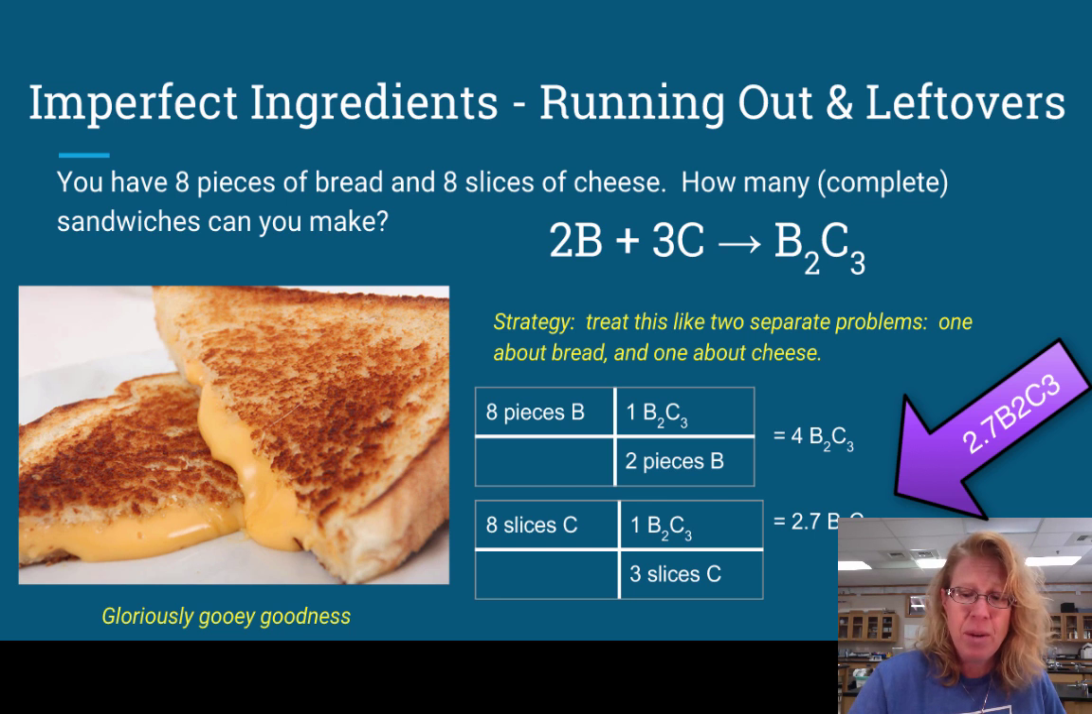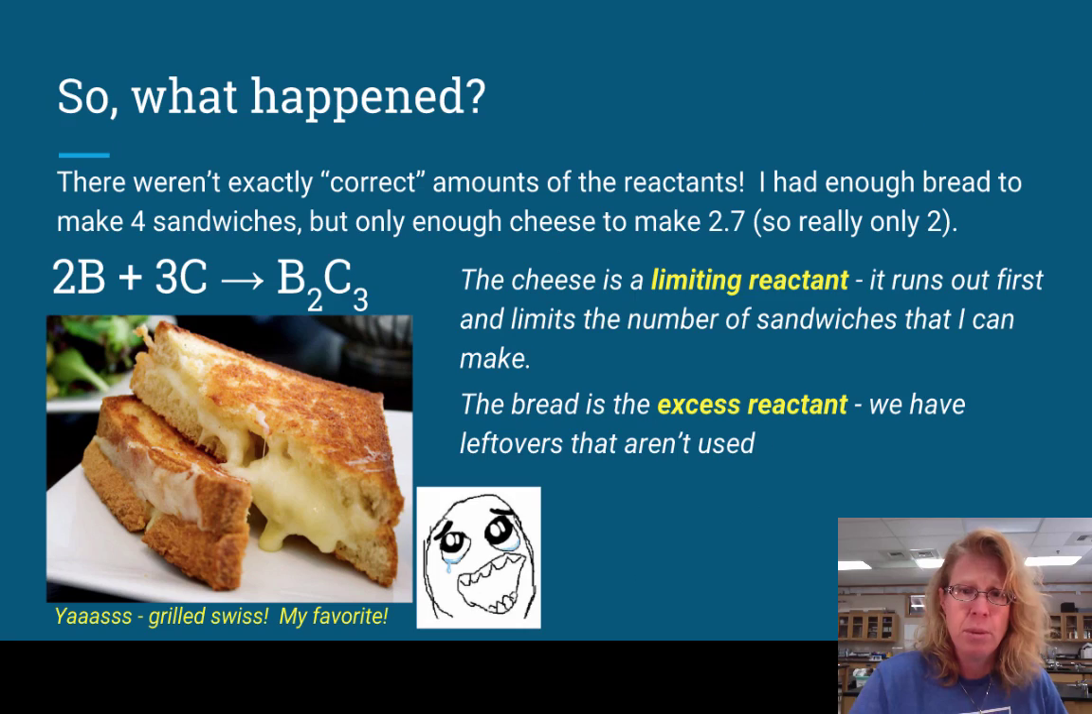And again, now I know kind of what's going on. I have two numbers here. What do I do with these two numbers? When you have two answers like this, here is the next step. They weren't exactly the right amounts for each other. I had some leftovers, right? Enough bread to make 4 sandwiches, but only enough cheese to make basically 2 sandwiches.